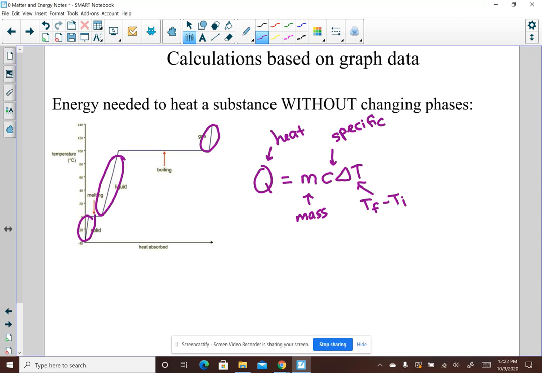If they don't give you a graph to look at, the question is going to have two temperatures in it, and that's how you'll know the phase is not changing, that the temperature is going up. Okay, again, guys, this formula is on the chemistry reference tables. You can use it when you're taking the Regents, but for our class and our quizzes and tests, this is a formula that you're going to have to memorize.